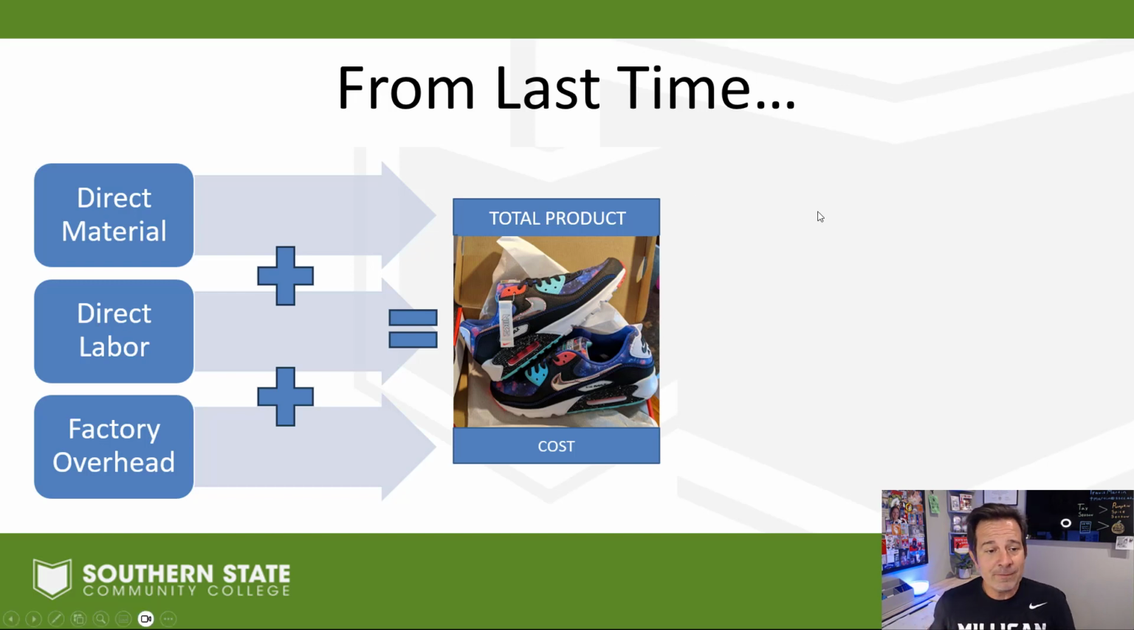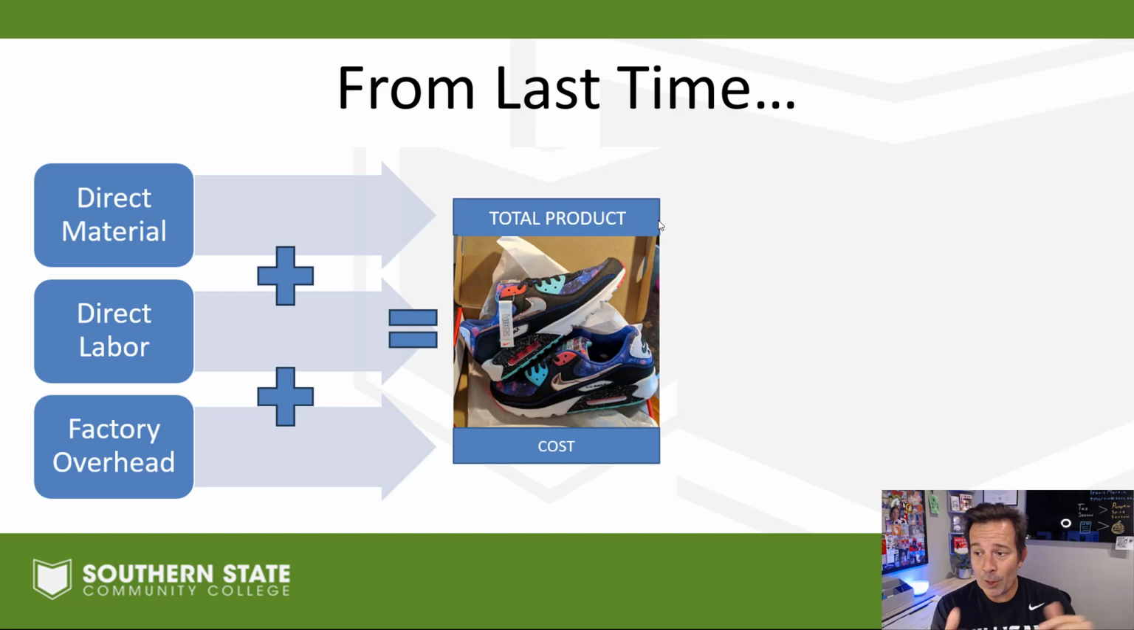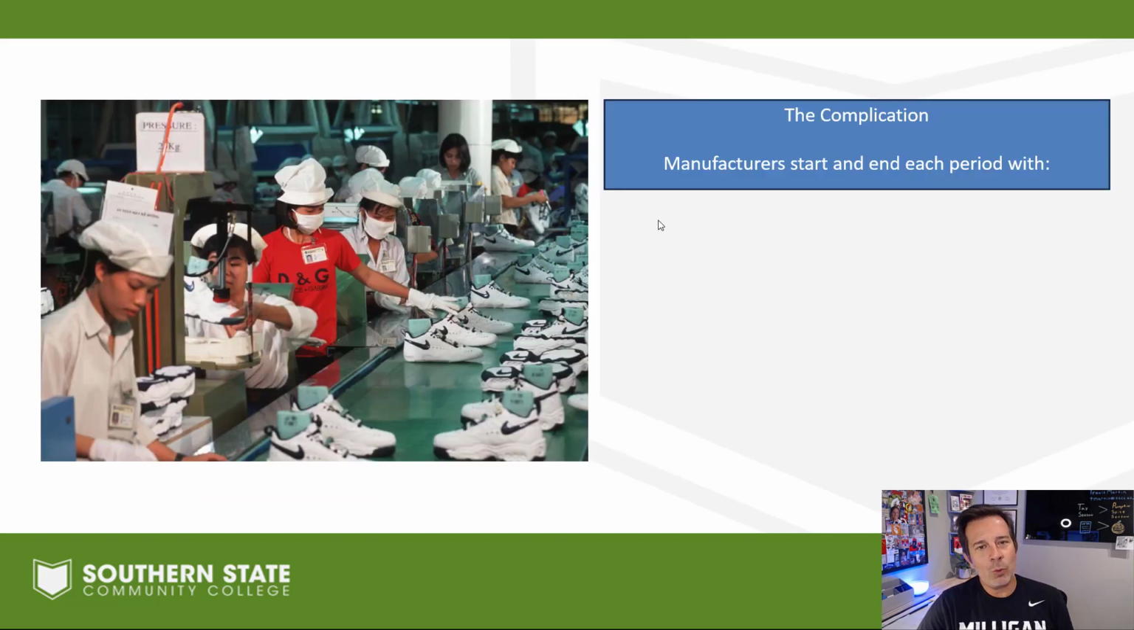Cost of goods manufactured, the total product cost of goods completed. And so you're like, well, wait a second. This actually sounds like it might be pretty simple. If cost of goods manufactured is the total cost of goods completed, we just take our product cost, add it up, and we're done. Wipe your hands and you're done with it, right? Unfortunately, it's not quite that simple.